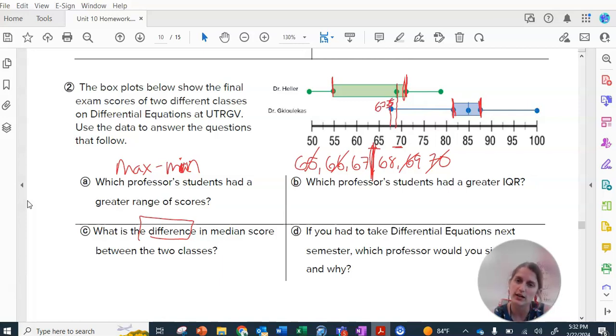Oh, I don't know why I just wrote 8, 67.5. And then you need to find the median of that list, the median of this side, to get the number that's actually going to be the median of this green box plot.